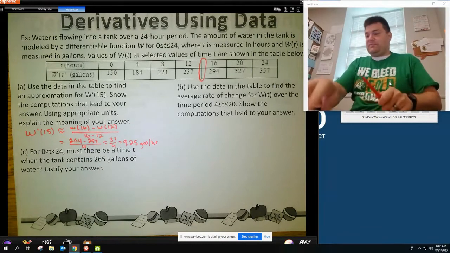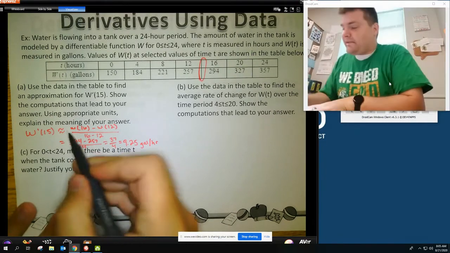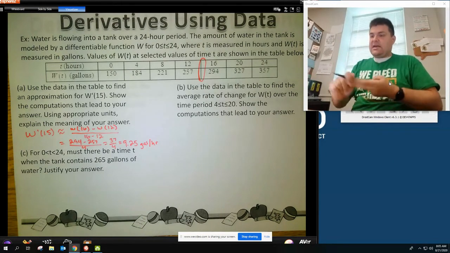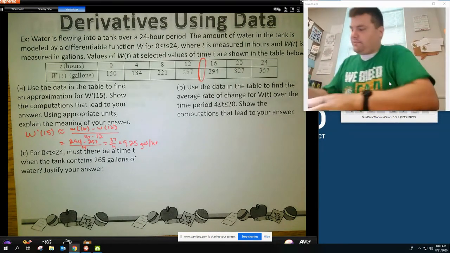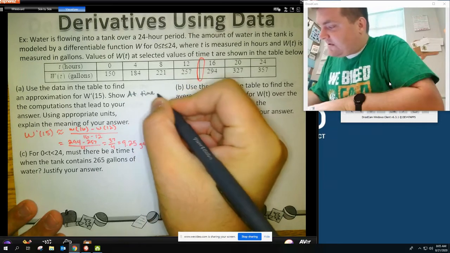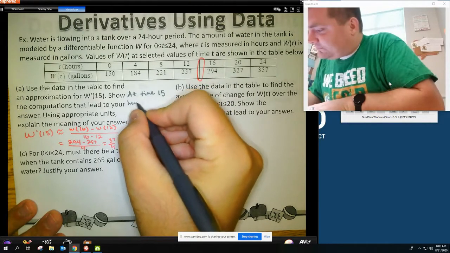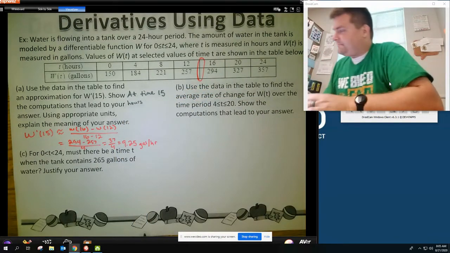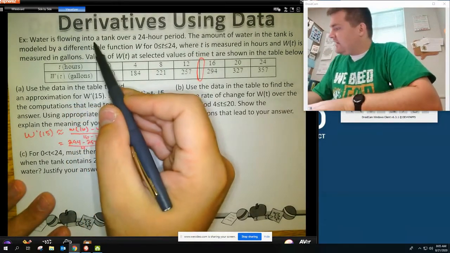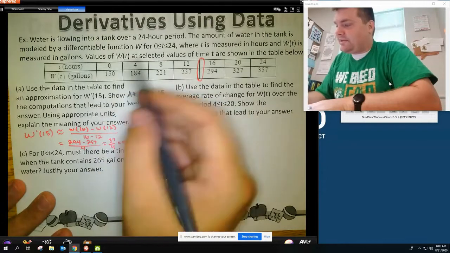Now, okay, what does this actually mean? I'll write this in gray because I'm running out of room here. Whenever you need to explain the meaning of a derivative, you need to state the time, you need to state the rate, and what the rate represents. So here we go. At time 15 hours, or you could just say at 15 hours, totally fine. Now, what's actually happening right now? The water is flowing into the tank. That's what's going on, and I know that right from reading the part up here.